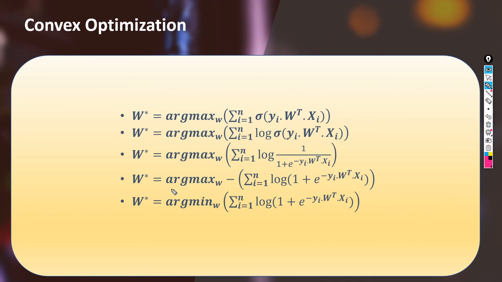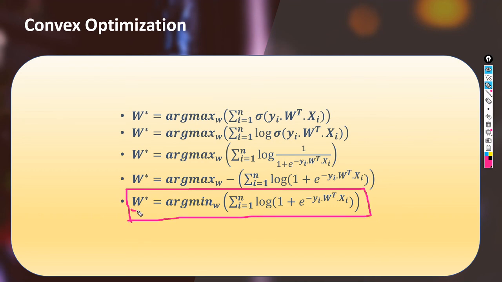Now the last part: we are finding argmax of minus f(x). So we are finding the max of minus f(x), which is nothing but finding the min of f(x). So we are replacing argmax with argmin, and the minus term vanishes. The maximum of minus f(x) is similar to calculating the minimum of f(x). So this is our final optimization function for logistic regression. We have to find the best weight vector, or W star, for which we can minimize this particular term.